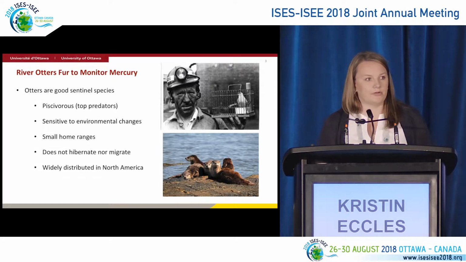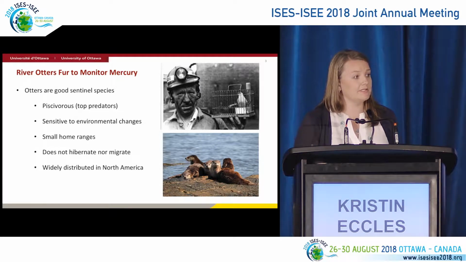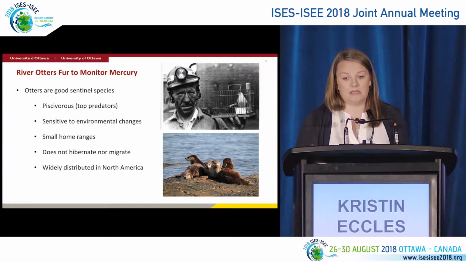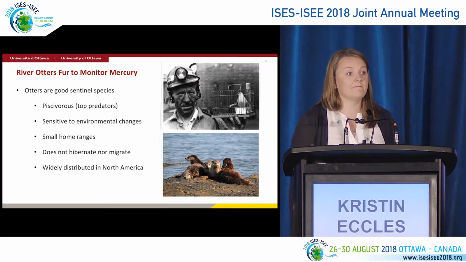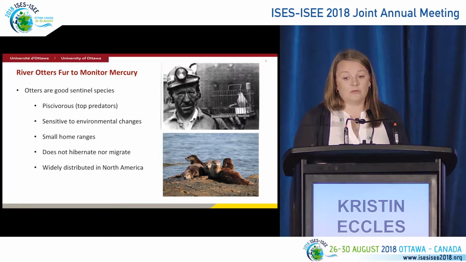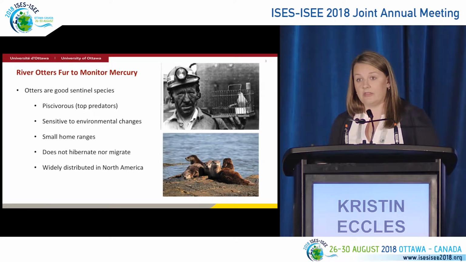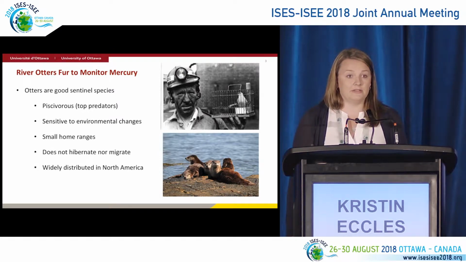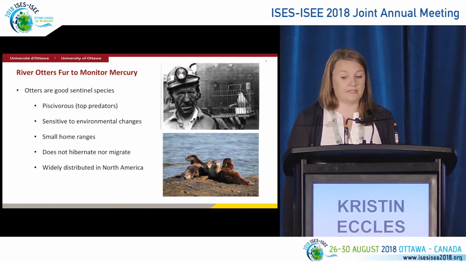So how do we monitor mercury in the environment? Typically we use sentinel species. The sentinel species that I'll be talking about today are river otters, particularly the fur of river otters. River otters are really good sentinel species for a couple of reasons. First of all, they're piscivorous, meaning they eat a mostly fish diet, and they're top predators, so they're at the greatest risk for methylmercury exposure.